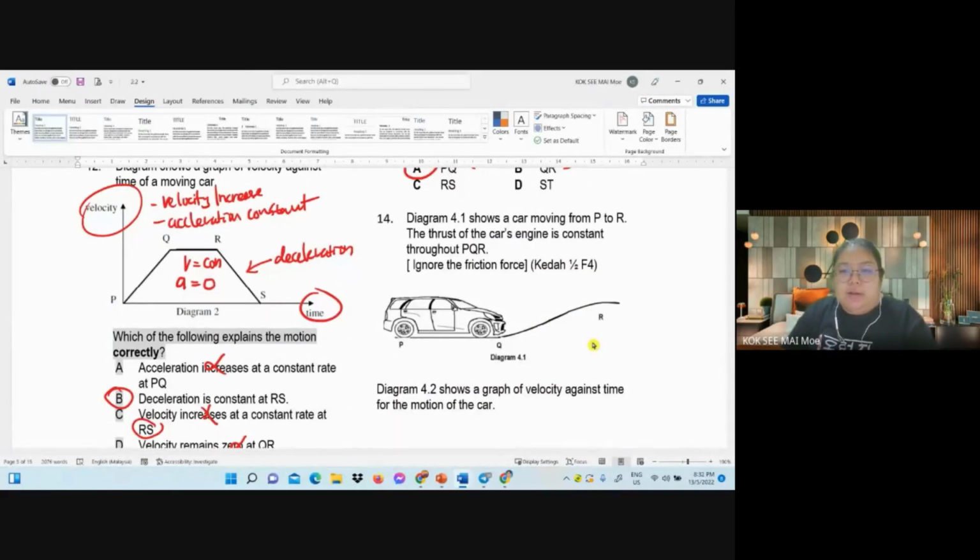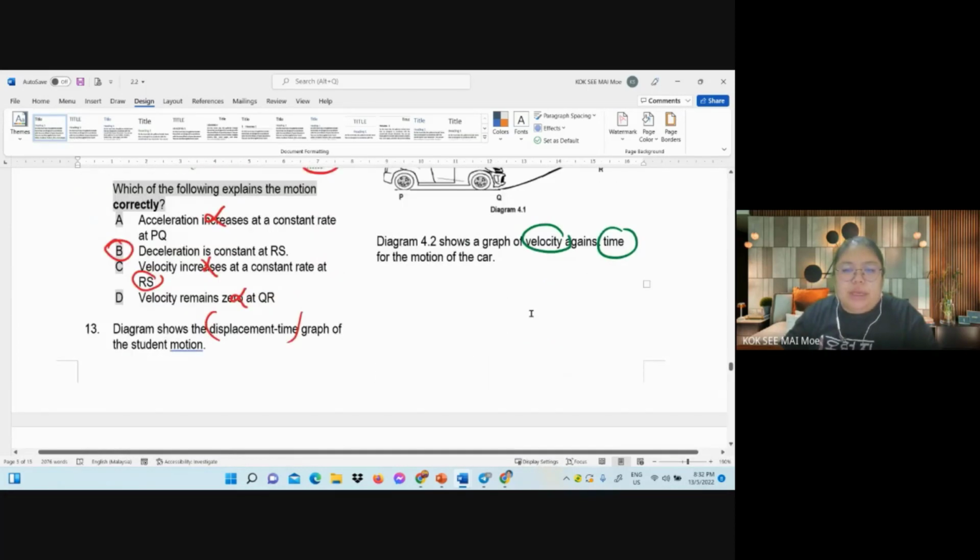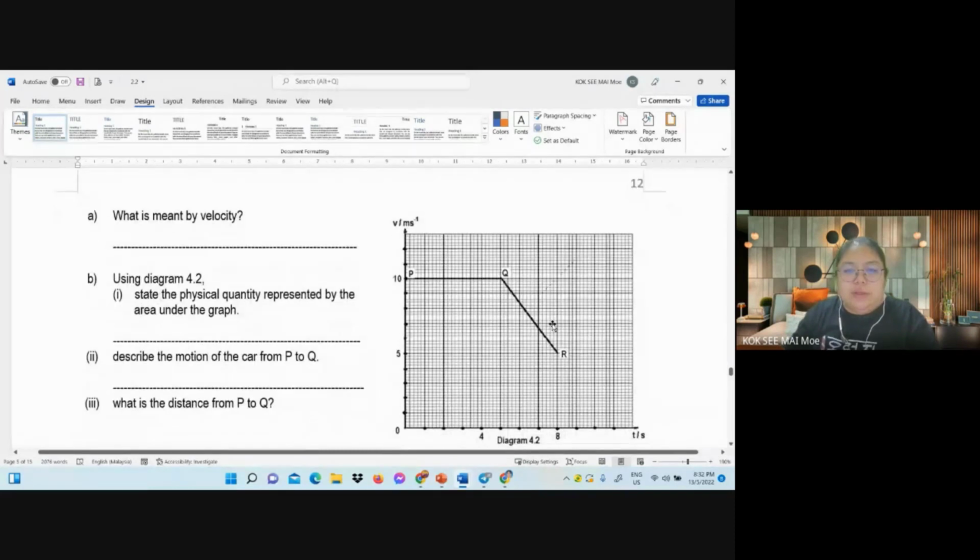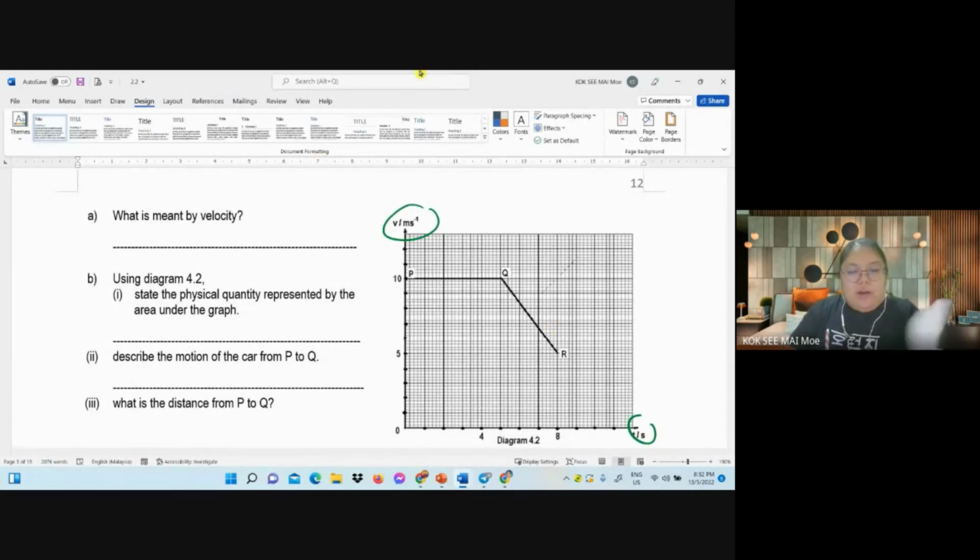Okay, the structure is a car, the thrust of the car engine is constant, P Q R. Go up P Q R. Ignore the friction. 4.2, show the graph V against the time. Okay, VT graph, this is the graph. What is meant by velocity? Velocity, you know lah. Don't put the formula. Put the full name: rate of change of displacement.